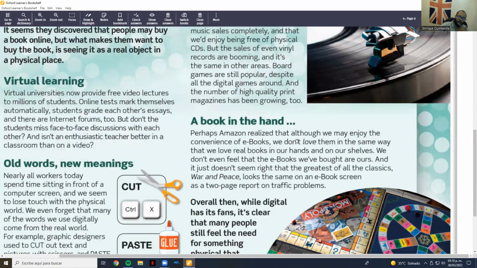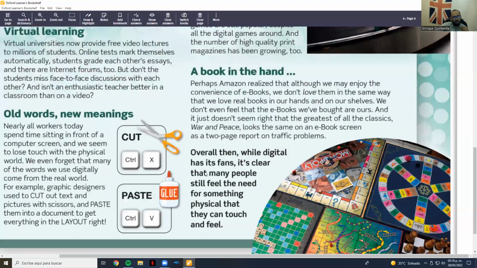Perhaps Amazon realized that although we may enjoy the convenience of ebooks, we don't love them in the same way that we love real books in our hands and our shelves. We don't even feel that ebooks we bought are ours, and it just doesn't seem right that the greatest of all the classics, for example, War and Peace, looks the same on an ebook screen as the two-page report on traffic problems. Overall, while digital has its fans, it's clear that many people still feel the need for something physical that they can touch and feel.